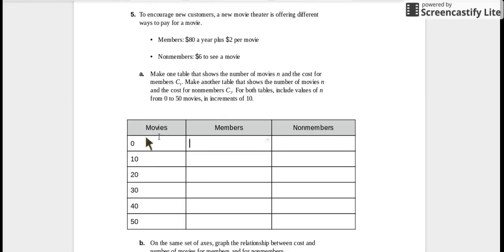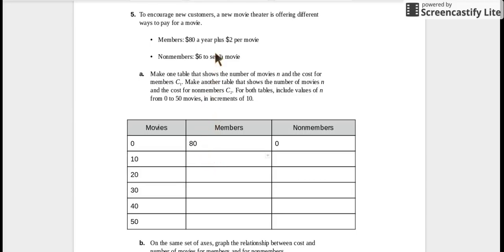So we have 0 movies. That's our starting point. If we look at our members, it has $80 a year plus $2 per movie. So at 0 movies, you have $80. So that's your starting point. If we look at non-members, it's just $6 per movie. So if you see 0 movies, you're not paying anything because you haven't seen any movies yet. So that would just be your 0.